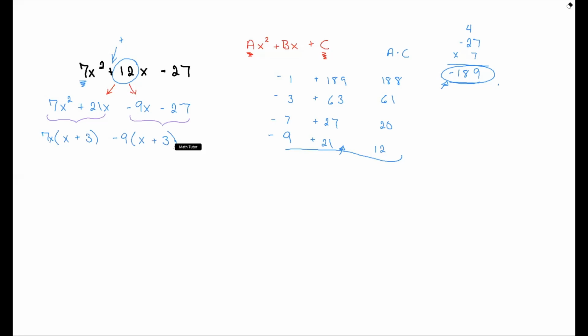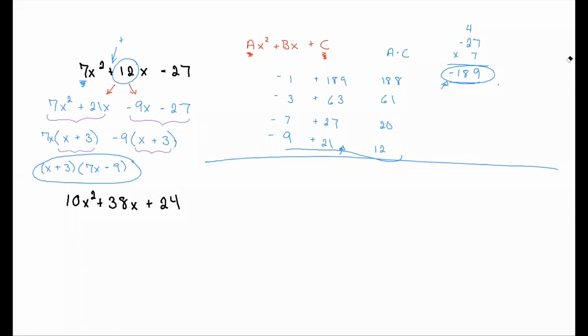I'm now going to continue factoring by grouping. Notice how they now have an x plus 3 in common. So I'm going to pull that all the way to the front, x plus 3, and 7x minus 9. And this is our factored form.